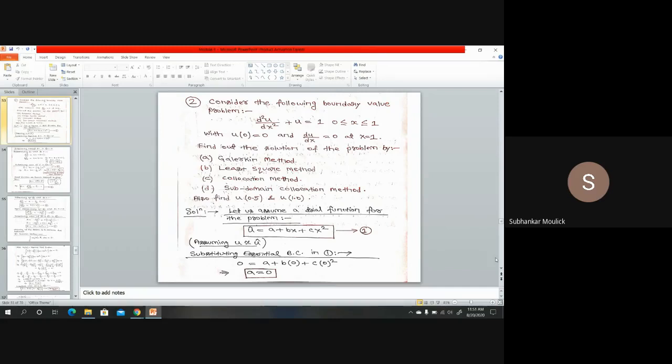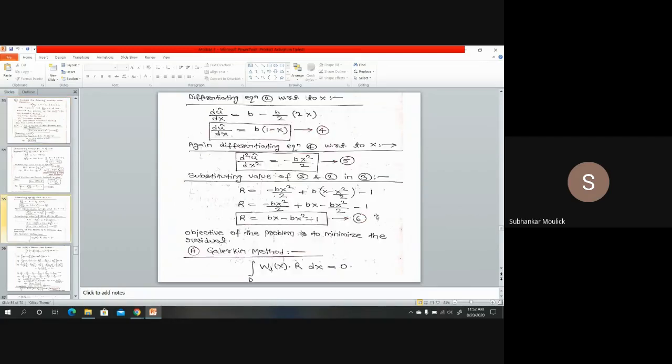If it is not given to you, then it is up to you. You can divide in intervals of 0.2. That means you can take 0.2, 0.4, 0.6, 0.8, 1.0. 5 intervals you can take, or else you can take 3 intervals also. But the more intervals you take, the more you will get to know how accurate your solution is.